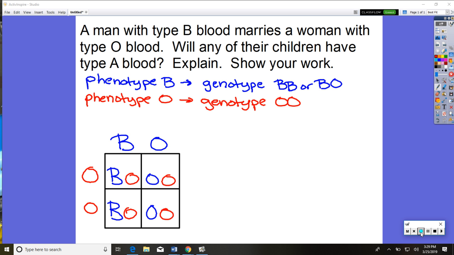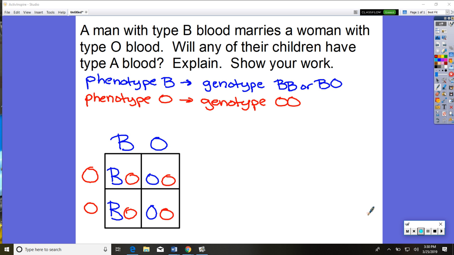So here you can see that I've dropped in all my letters, and from these two, a man that's BO, which would be phenotype B, and a woman that's OO, which would be phenotype O, none of their children have an A. So none of their children could possibly be type A blood. They could be type B blood, or they could be type O blood, but they cannot be type A blood.